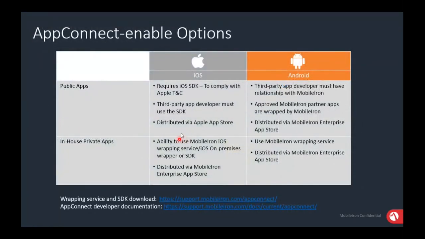So this is the main difference between public apps and private apps. Public apps like WhatsApp, Facebook, or any application available publicly over the Google Play Store or iOS App Store, you cannot wrap, because we don't have the source code or SDK to wrap those applications. The App Connect wrapper will be applied only to in-house developed applications, where you can wrap the app, resign the app, and make it available in the enterprise app store.